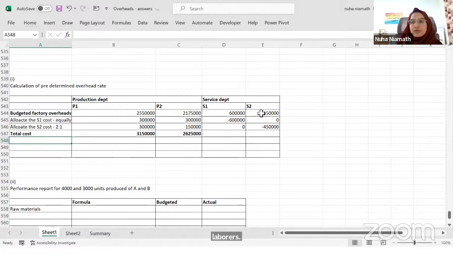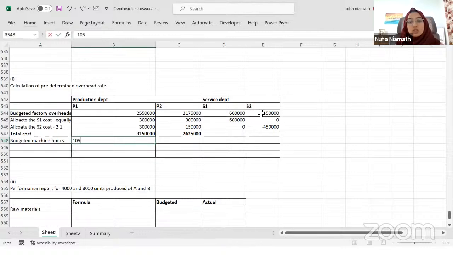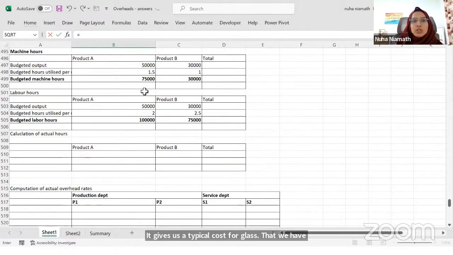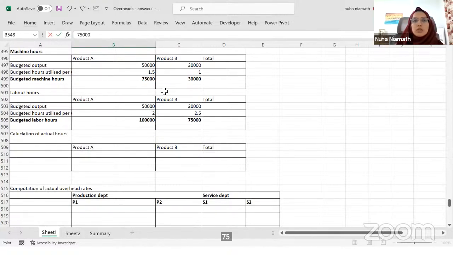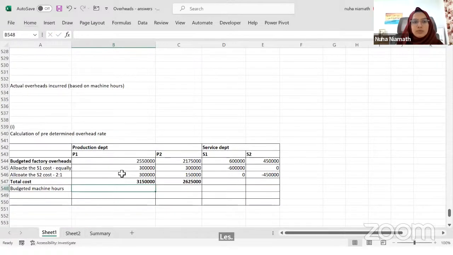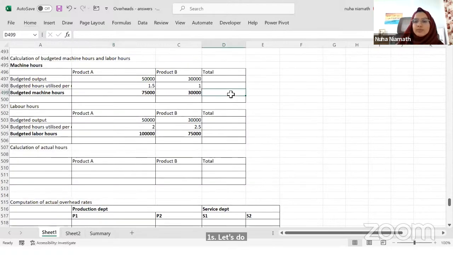Machine hours. Machine hours, that's correct. Because the question says it is going to be divided by the machine hours. So for budgeted machine hours, it gives us the total hours that we have already calculated above. It is coming to 75,000 plus 30,000. Let's total this. We need the total here, so it is equal to 75,000 plus 30,000, which is 1,05,000.